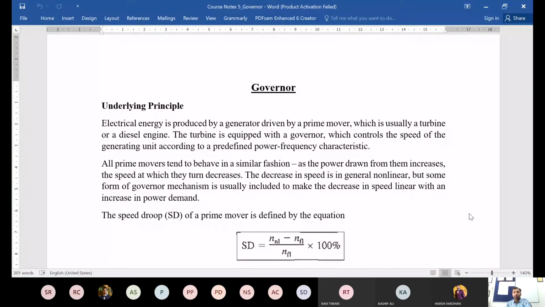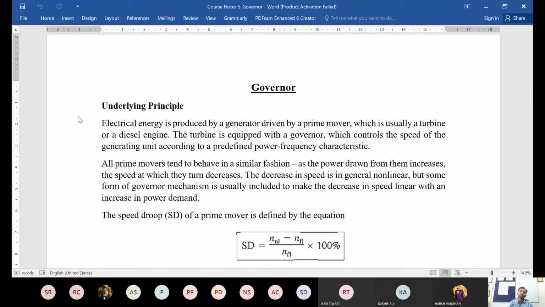So this governor here is basically a speed controller. So let's first look at the underlying principle. As we know, electrical energy is produced by a generator driven by a prime mover, which is usually a turbine or a diesel engine, or can be a steam turbine, hydro turbine, it can even be a wind turbine. So some prime mover is driving your generator.